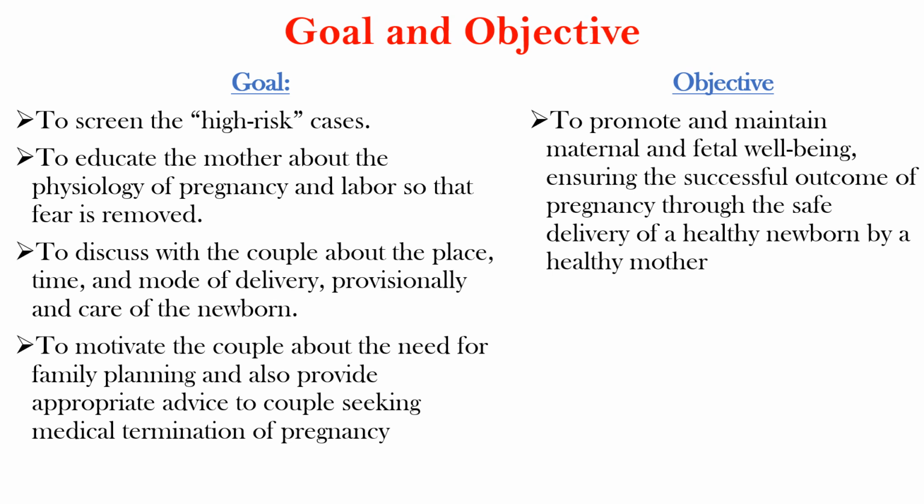Number three, the mother or the couple should also discuss the place where she will be delivering, the mode of delivery, provisionally, and care of the newborn. Place means which facility or hospital she will be delivering her baby in. Mode of delivery can be a normal vaginal delivery or a cesarean delivery, provisionally which she prefers, and then care of the baby should also be discussed.